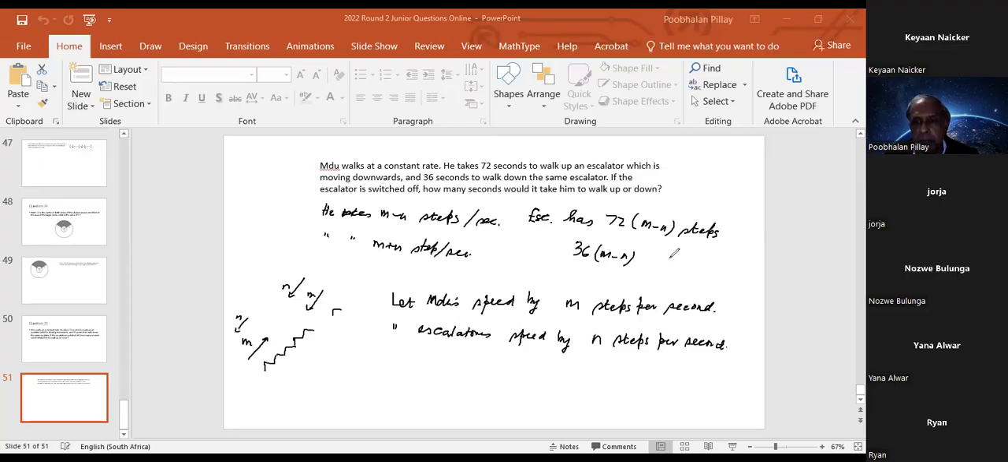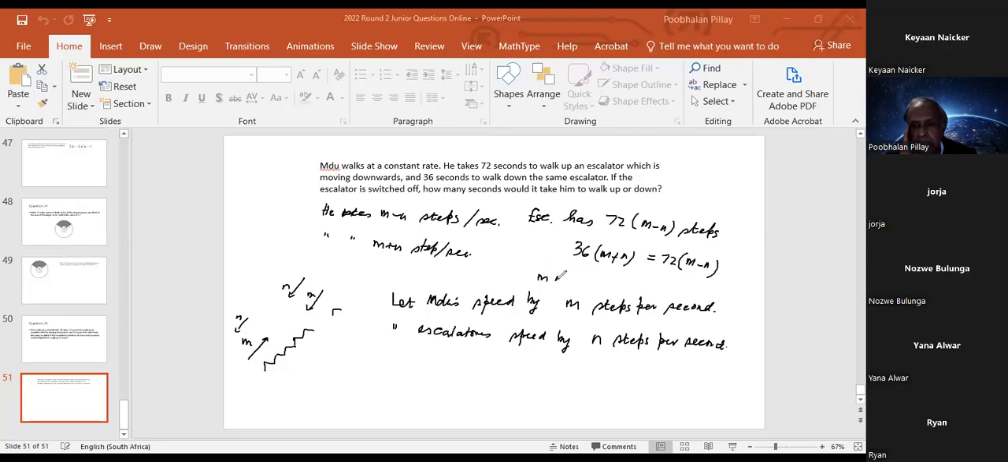So now you got an equation. So 36 into m plus n is equal to 72 into m minus n. Because in both cases, this is the number of steps, right? It takes 36 seconds to climb up the escalator or come down the escalator. So the total number of steps it covers is 36 into m plus n. All right, now you got an equation.